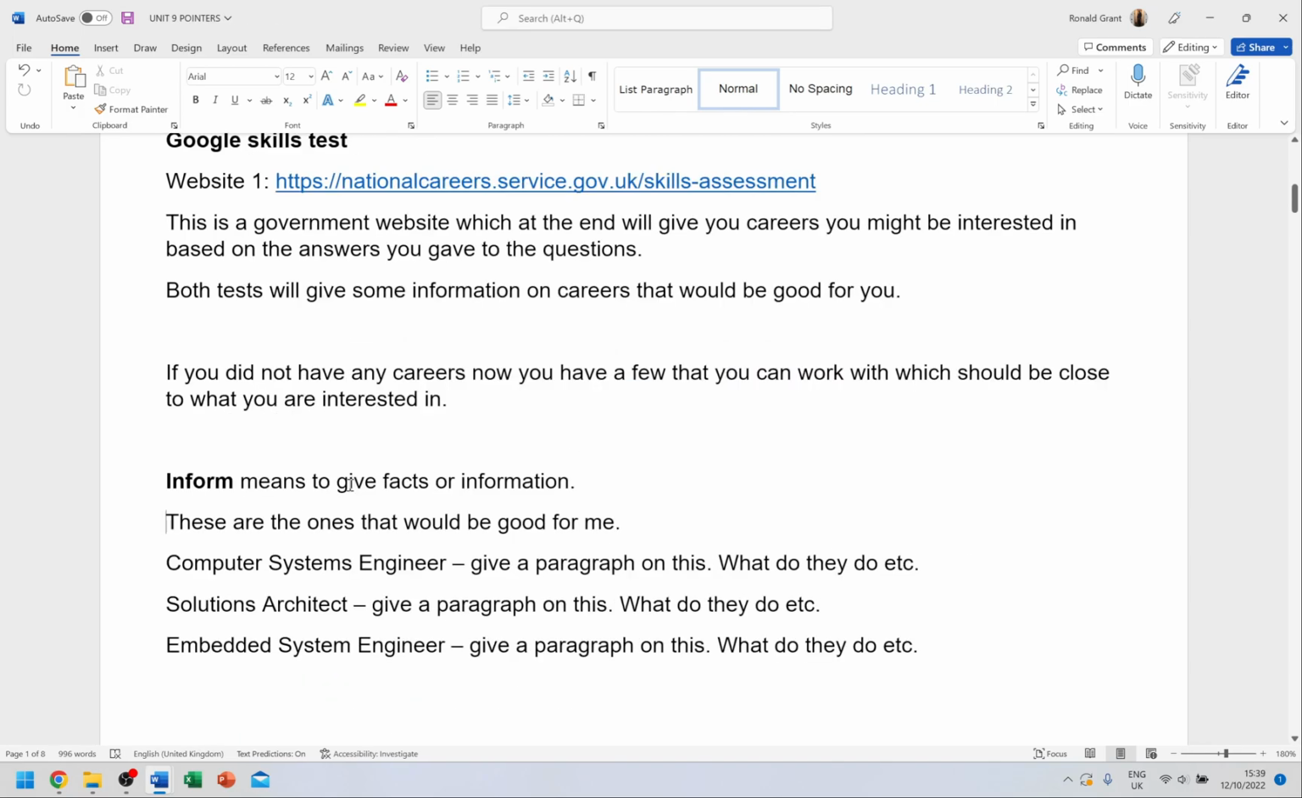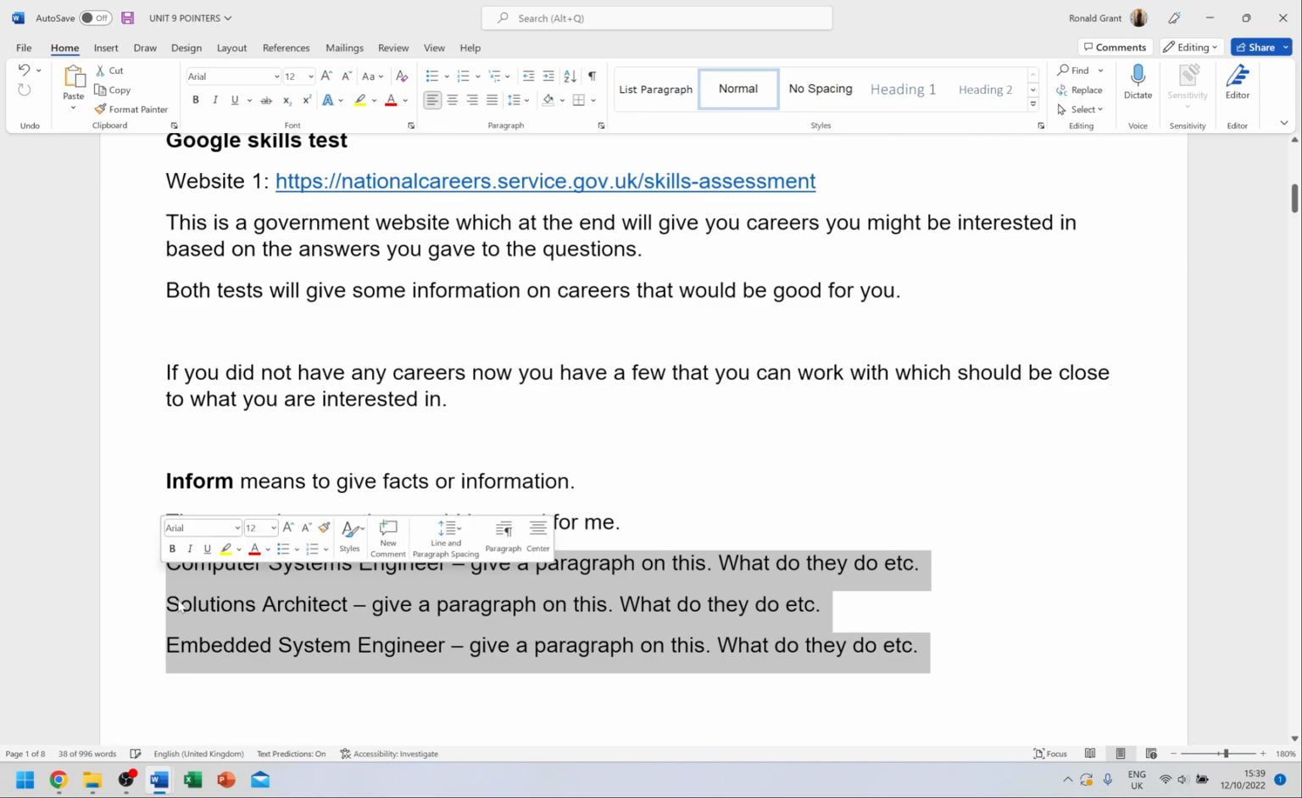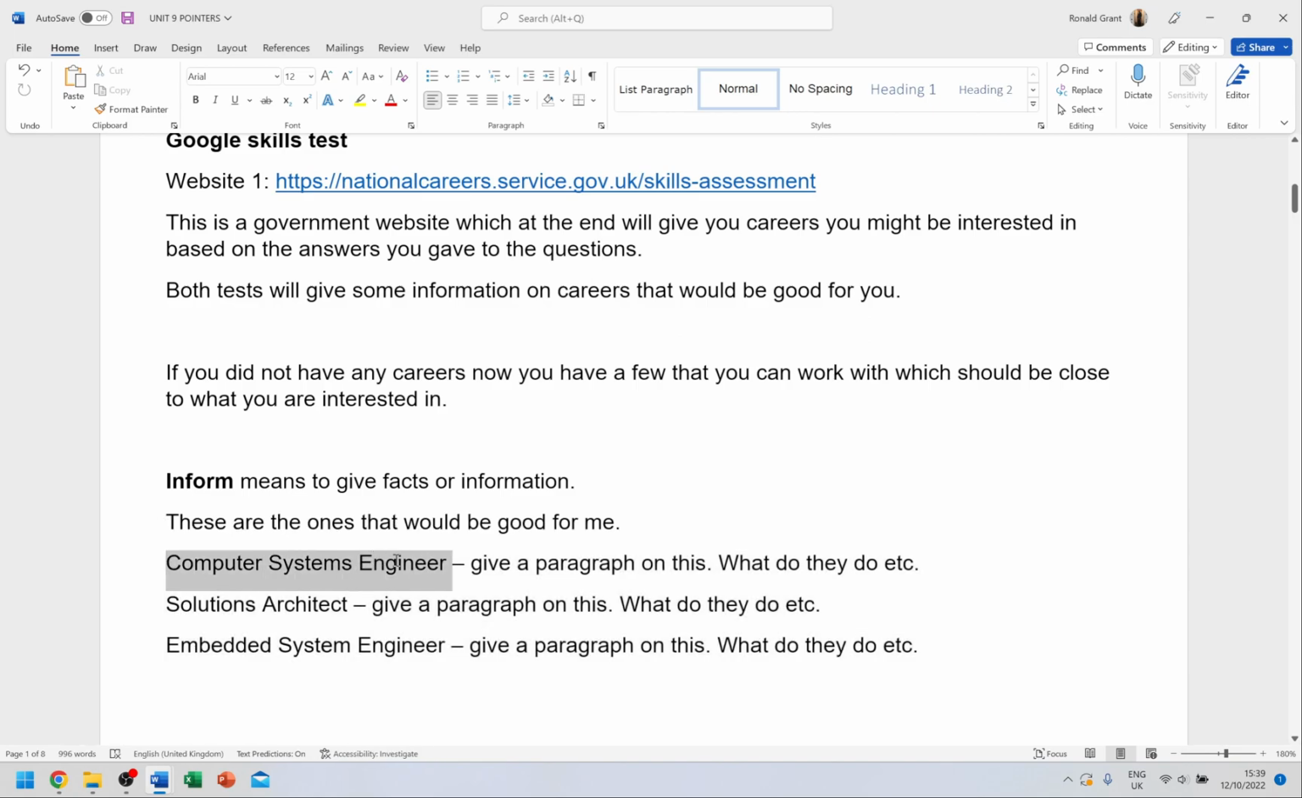Now, inform means to give facts or information. That's what the word inform means in the question. These are the ones that I think would be good for me. If I were 16, 17, 18, 19, these are the things I would be looking into, because they have always interested me. So I want to be a computer systems engineer, a solutions architect, or a cloud solutions architect, whichever one. That's something I like as well. Or an embedded systems engineer, something I really, really liked as well.